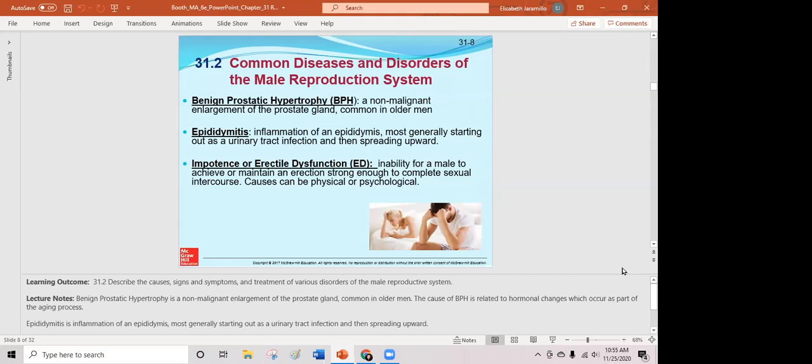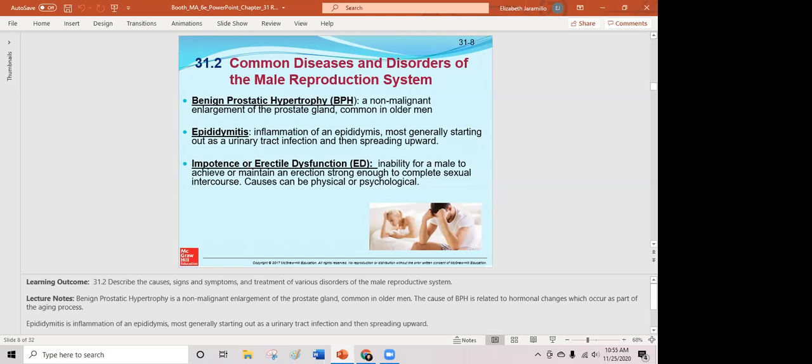So common diseases and disorders for the male reproductive system are going to be benign prostatic hypertrophy, or BPH, a non-malignant enlargement of the prostate gland, commonly in older men. The cause of BPH is mostly related to hormonal changes. And so that's why it's part of the aging process.